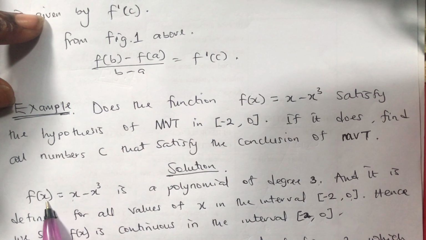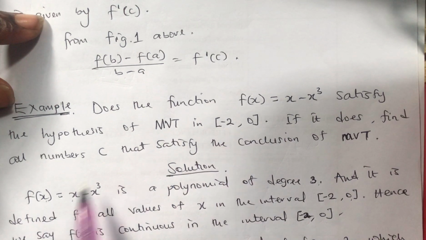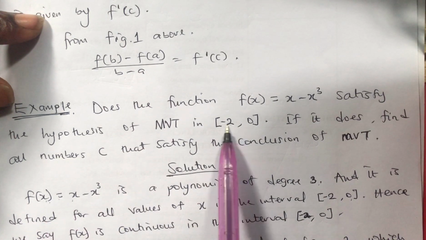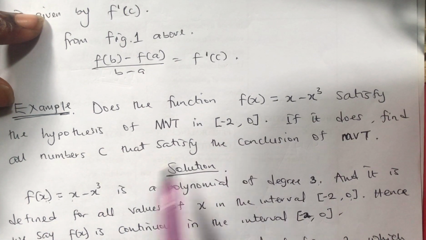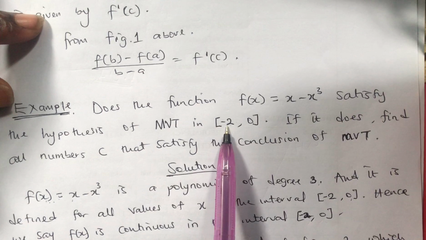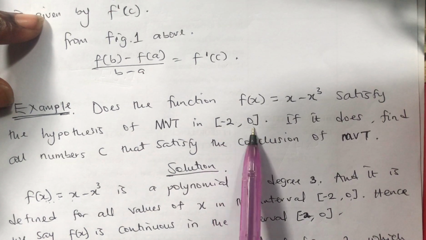If you put minus 2 in this function, you get a value for the function. If you put minus 1 in this function, you get a value for the function. If you put 0 in this function, you get a value for the function. So there is no point at which you put a value in this function and you will not be able to get a value for it. There is no such point. So this function is continuous in the interval minus 2, 0.